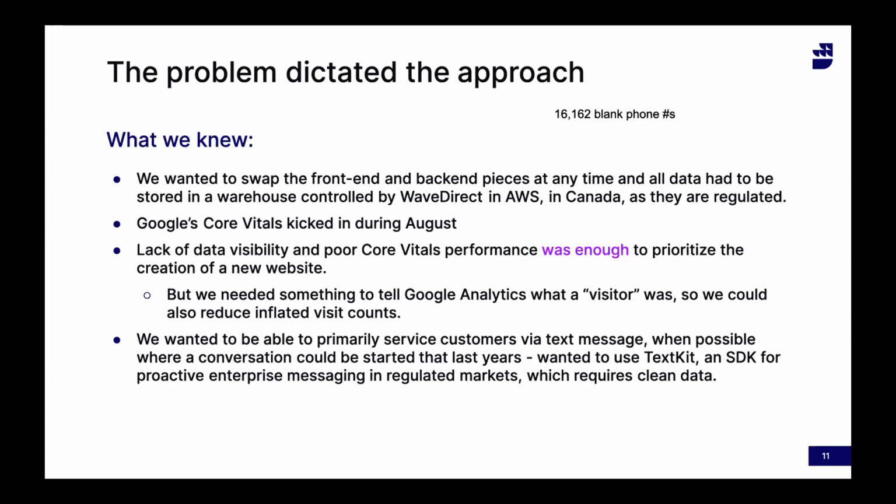So we knew that we wanted this ability of flexibility, and we knew that the data had to end up in a place that they controlled. And we also knew that Core Vitals was kicking in, and we didn't really know the real impact it would have in ranking, but we knew that it was kicking in. And when we actually looked at the site, as we started fixing other areas of the data, we realized the lack of visibility and the poor Core Vital score was enough to trigger, let's redesign this. Let's fix the flow. Yep. And that just so we can get visibility to make decisions.